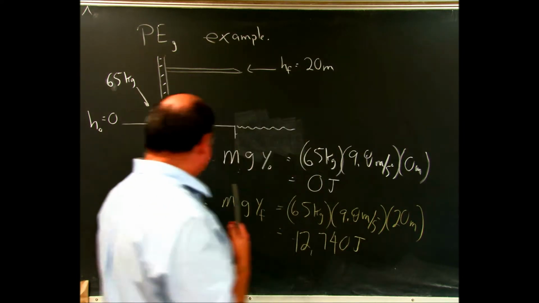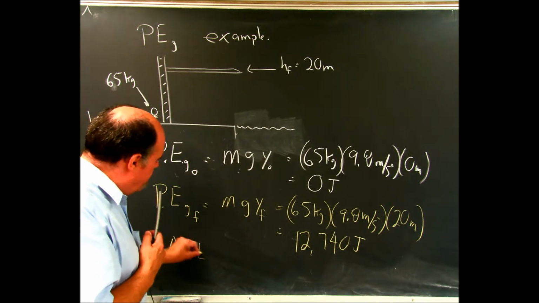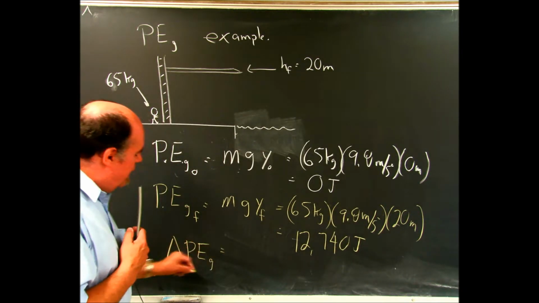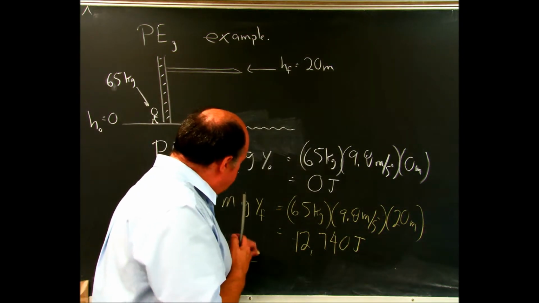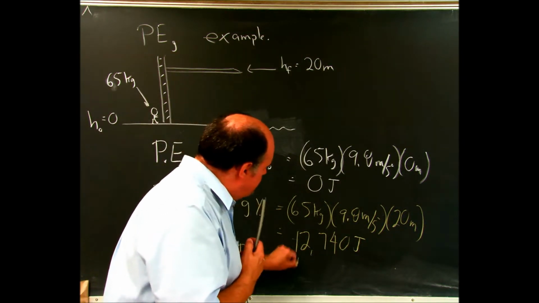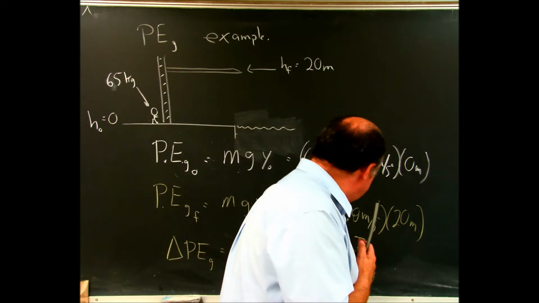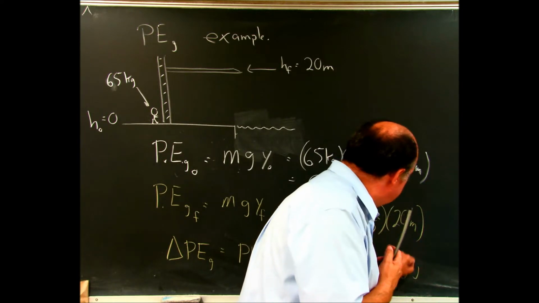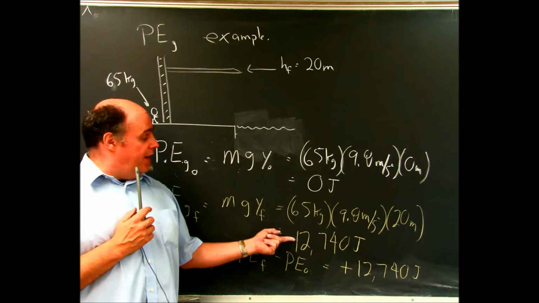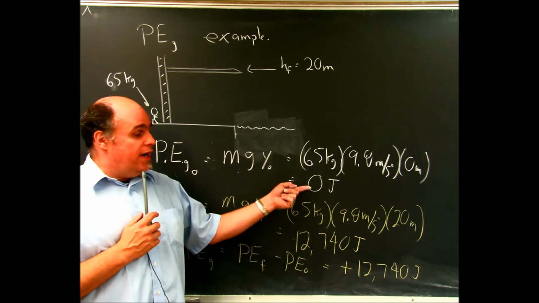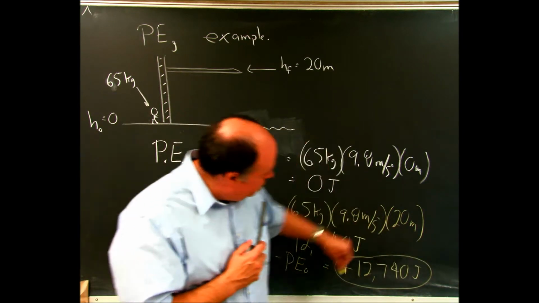Okay. So a question could be, what's the change in the potential energy? Gravitational. Anytime you see the delta, it's for the change of. So we would talk about the potential energy final minus the potential energy initial. And in this particular case, it would come out to be a positive 12,740 joules. Because we took this number, the final potential energy gravitational, and we subtracted away the initial, and we came up with this value. Okay.